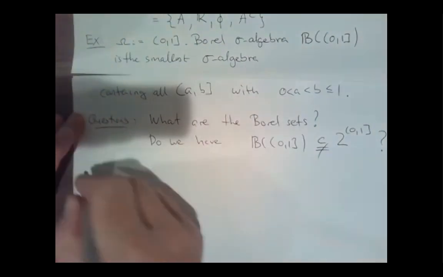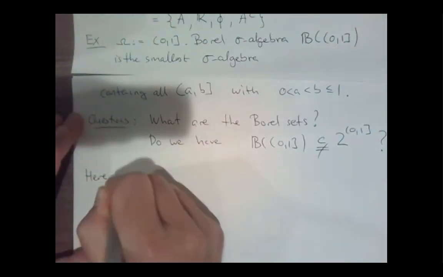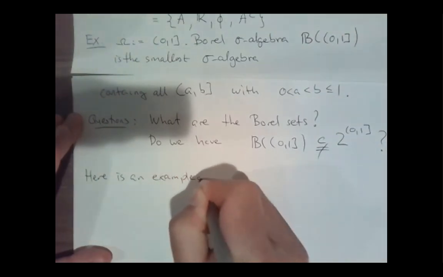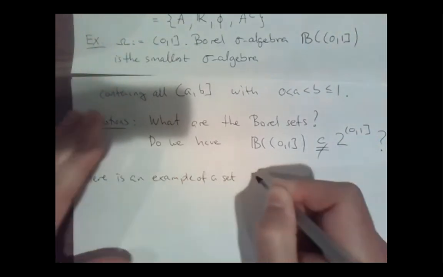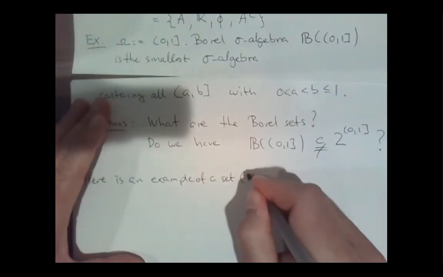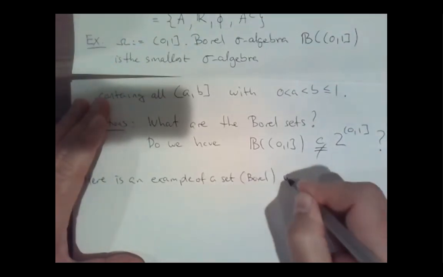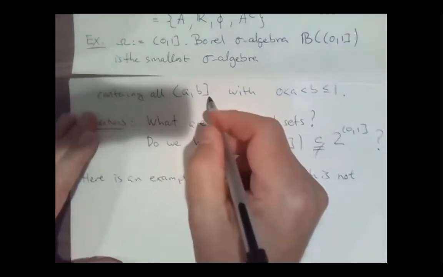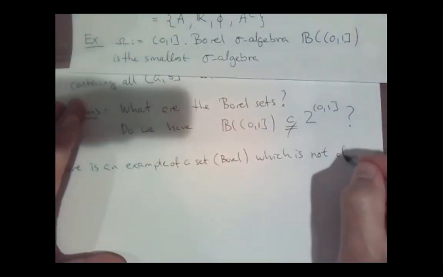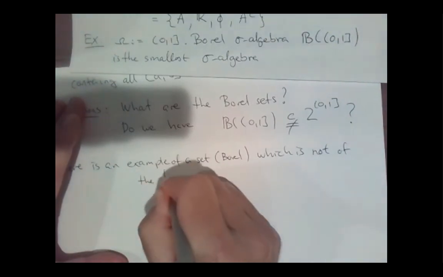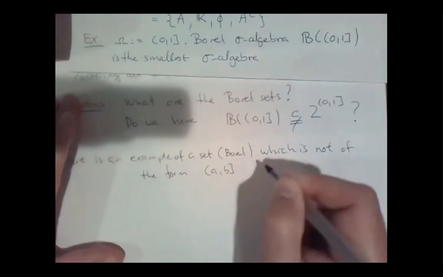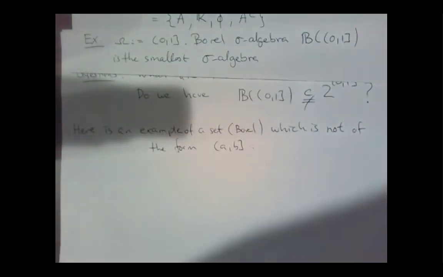So here's an example of a set which is Borel, which is not one of these half-open intervals, which is not of this form. Okay, so how would I create such a thing?